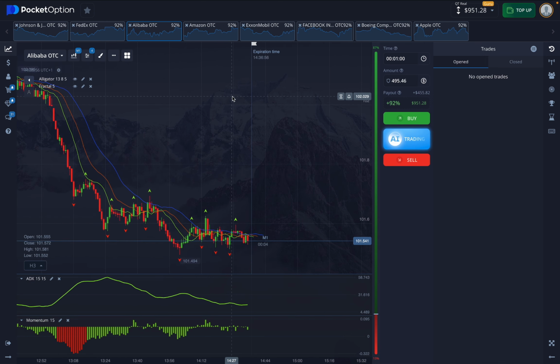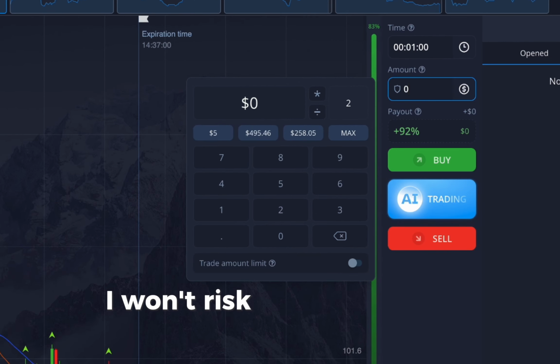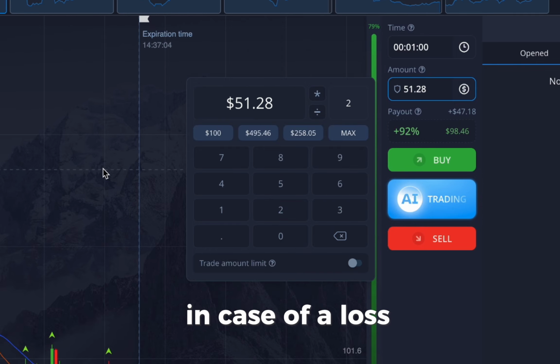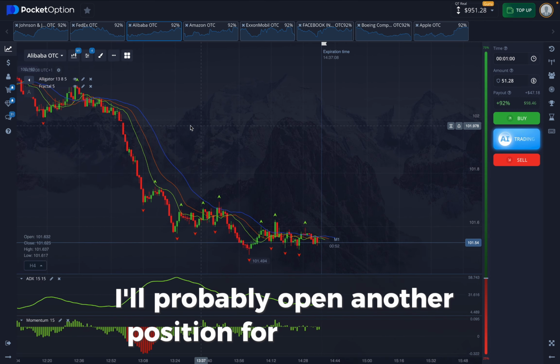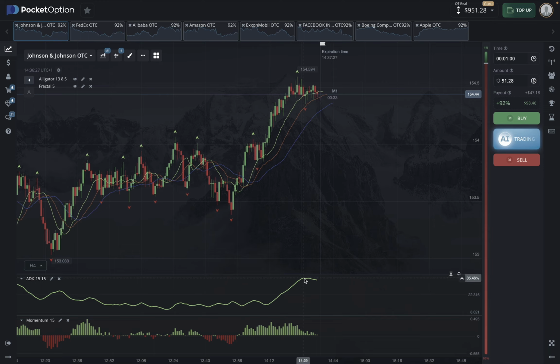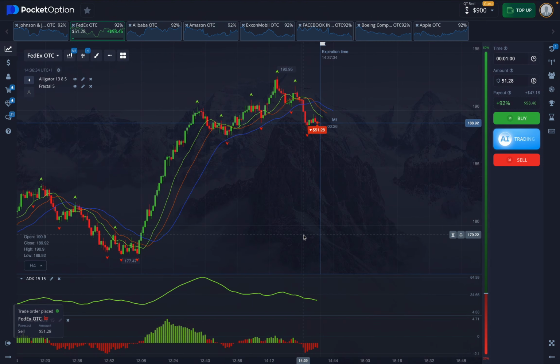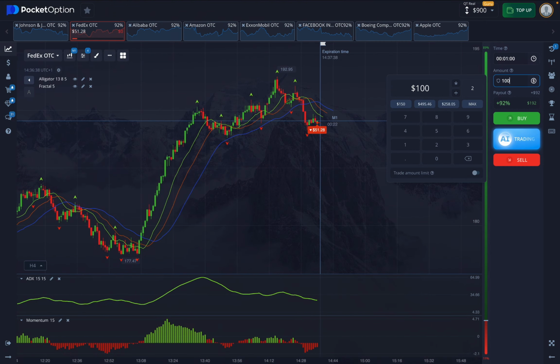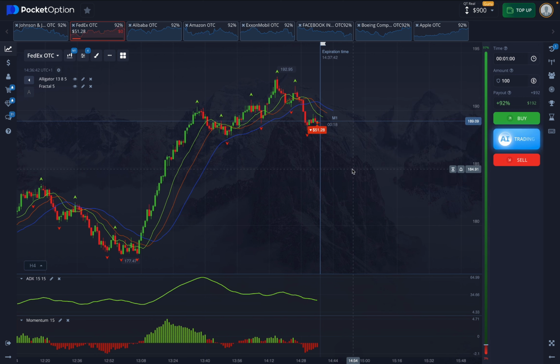Now let's open the next trade for $51. I won't risk the full balance anymore. In case of a loss, I'll probably open another position for around $100. Let's continue and pick the next stock. And here I'll open my first position for a sell. If this trade doesn't work out, I'll likely open the next one for a sell as well.